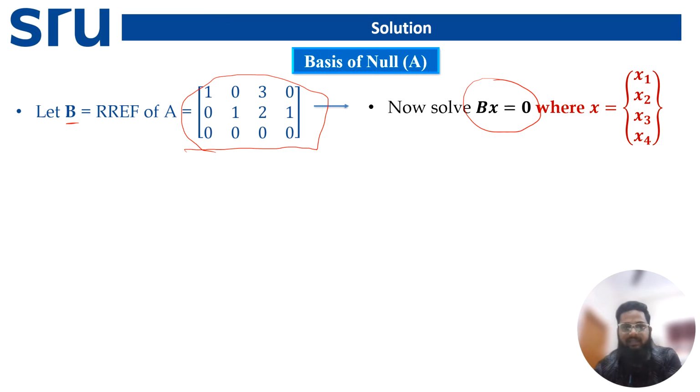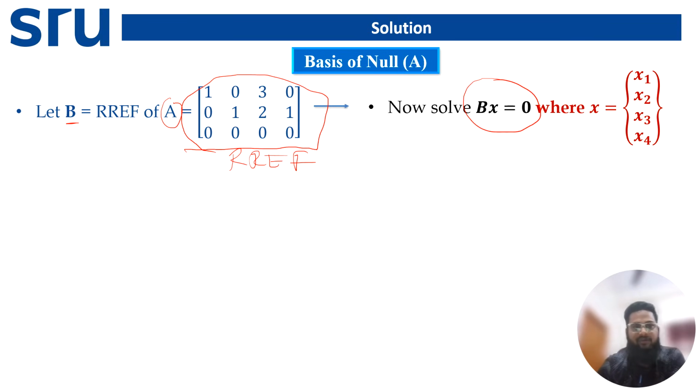That means the given matrix was A and we converted it to row reduced echelon form to find the independent solutions of the homogeneous system. That's why you are not using Ax equal to 0 now; you are using Bx equal to 0. B means the RREF form of A, not A itself. So you are going to use the RREF form which you have already calculated in the previous slide.